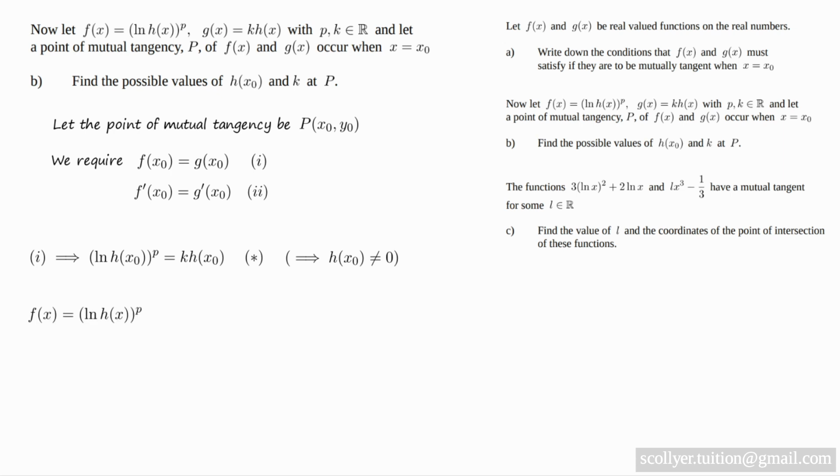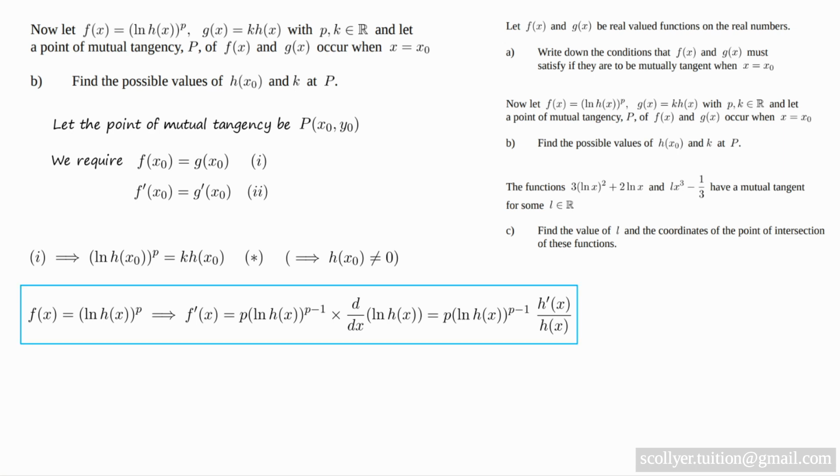Now we have that f(x) equals (log h(x))^p, and that tells us, if we apply the chain rule, that f'(x) equals p times (log h(x))^(p-1) times the derivative of log h(x). And on applying the chain rule to the derivative of log h(x), we find that f'(x) equals p times (log h(x))^(p-1) times h'(x) over h(x). And that's an important result, so we put it in a blue box.